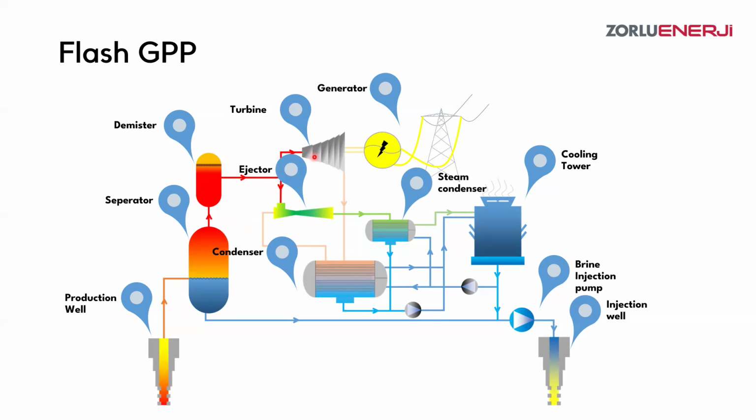And in the turbine, it expands with the pressure decrease. And with that expansion, it exerts force on the turbine blades, and that's causing the shaft to rotate. And that creates electricity in the generator, and you are connecting that electricity to the grid line in here. And the liquid part, after separation, directly goes into the injection wells and is pumped into the reservoir from those injection wells to support mass balance of the system.